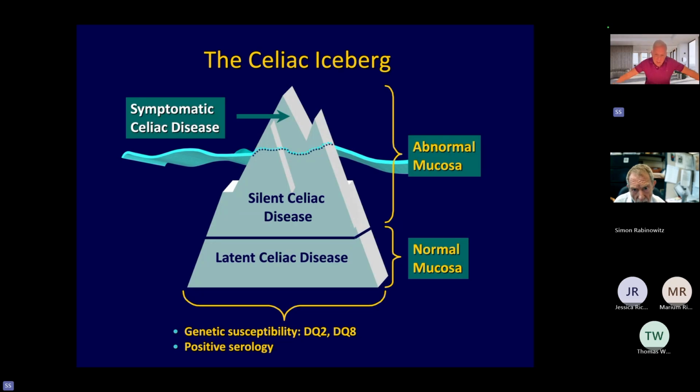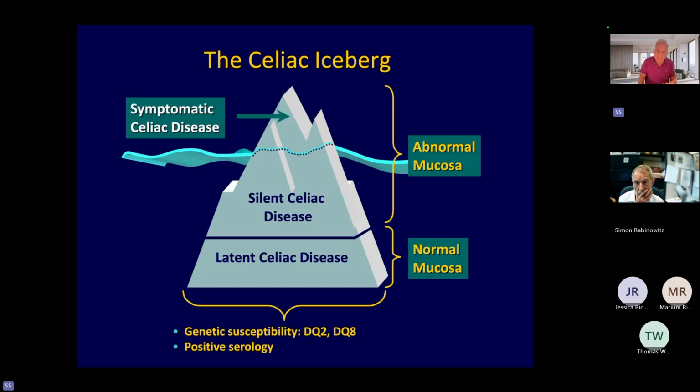Then there are the silent celiacs. This is the group of patients that if you biopsy them, you would find that their abnormal mucosa is also present in the same way that patients with symptomatic celiac disease manifest. And of course, the silent celiac patient will also have the positive serologies, which we'll go over later on.